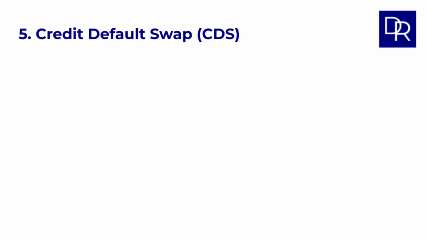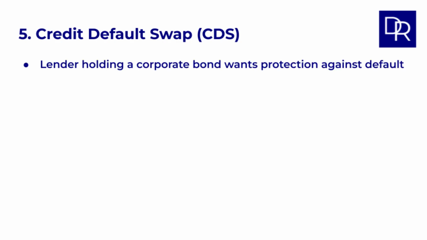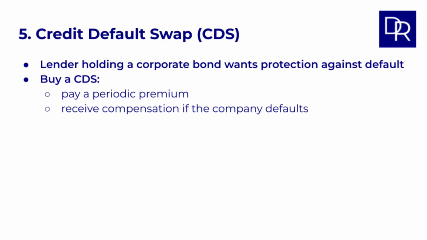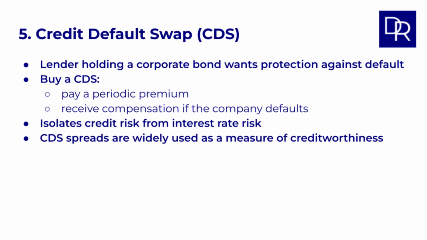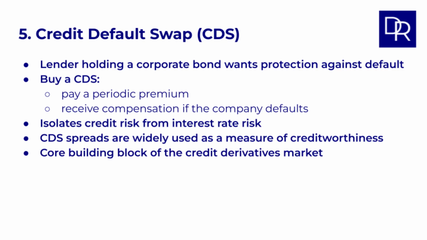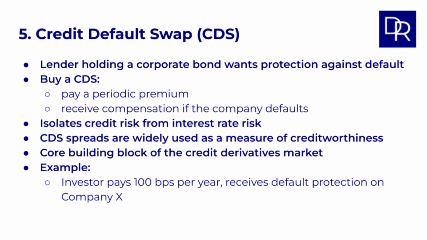Number 5, credit default swap, CDS. A lender holding a corporate bond wants protection against default, so they buy a CDS. They pay a periodic premium and receive compensation if the company defaults. This isolates credit risk from interest rate risk. CDS spreads are widely used as a measure of credit worthiness. It's the core building block of the credit derivatives market. So, as an example, the investor pays 100 basis points per year and receives default protection on company X.